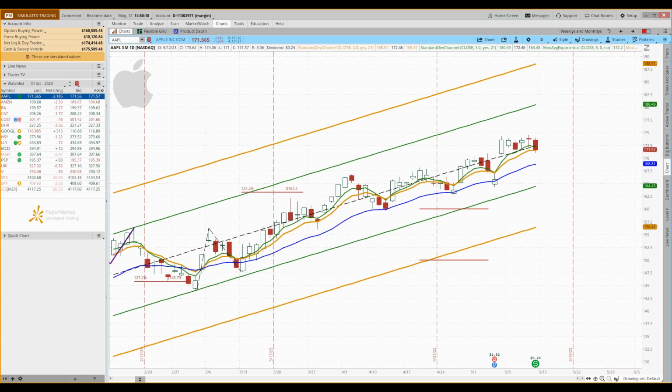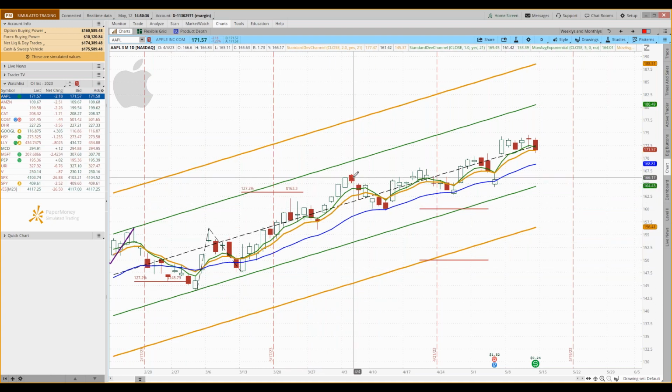So what I'd like to do is go over to my Thinkorswim and just show you an example of two of the trades that we just recently got out of that were very profitable. This is a chart of Apple. This is a daily chart of Apple. And what I'm looking for is a measured move.